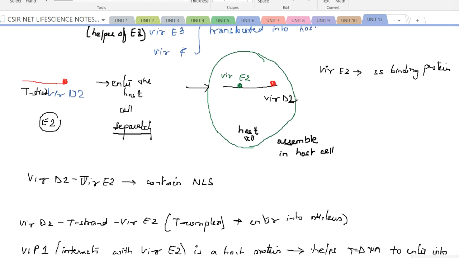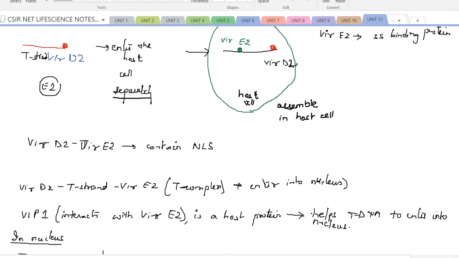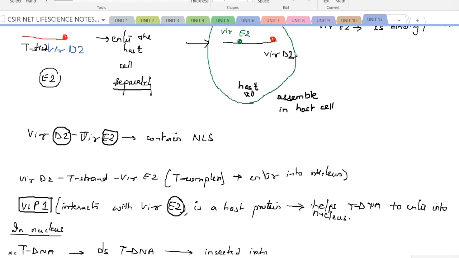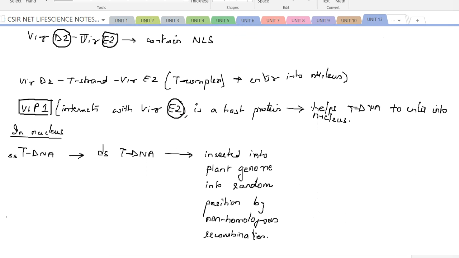E2 is said to protect the tDNA from digestion by nucleases, and D2 and E2 contain the nuclear localization signal which allows the tDNA strand to take entry into the nucleus. This entry is facilitated by another host protein named VIP1. This VIP1 binds to the E2 protein and helps the tDNA strand to enter into the nucleus. Inside the nucleus, this single stranded tDNA will become double stranded tDNA. It is then inserted into the plant genome at a random position by non-homologous recombination.